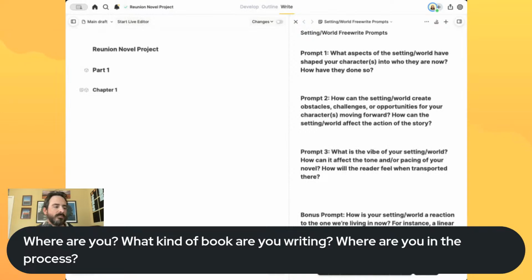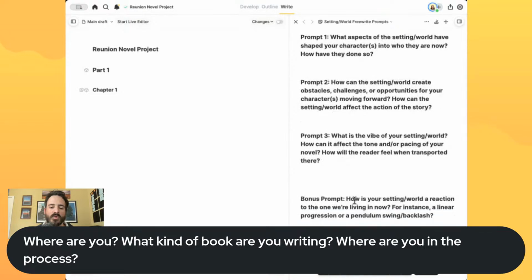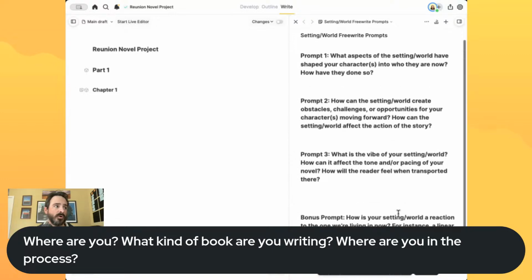Then there's a bonus prompt, which you can swap in for one of the other ones, or maybe do later. It's, how is your setting/world a reaction to the one that we're living in now? For instance, it could be a linear progression of the world we're in now, or a pendulum-swing backlash kind of reaction to the world we're in now.